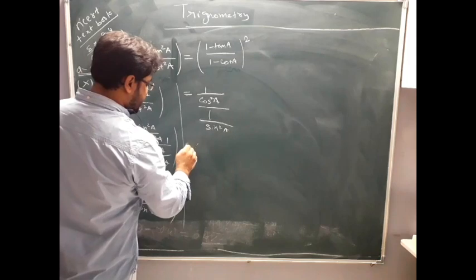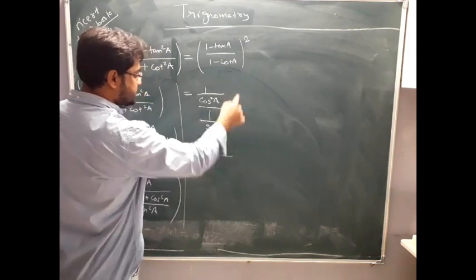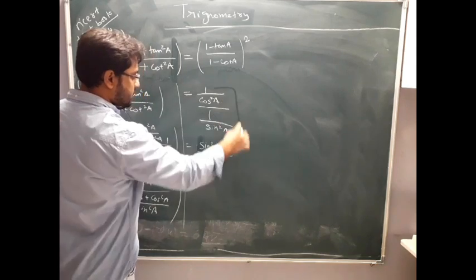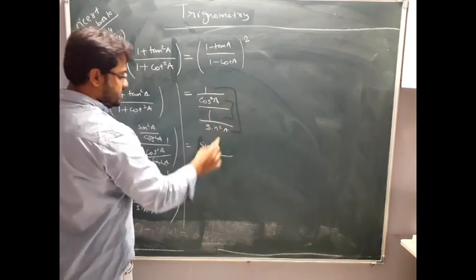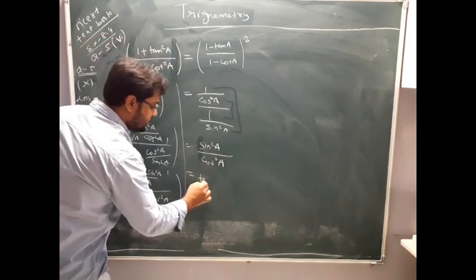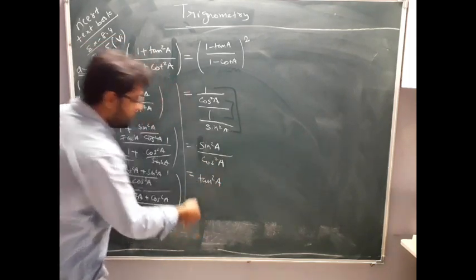This is nothing but what? A by B divided by C by D. Long line, first, last, second, third multiplication. So sin square A times 1 is sin square A, and cos square A times 1 is cos square A. Sin square A by cos square A means what? Tan square A. I cannot go further now.